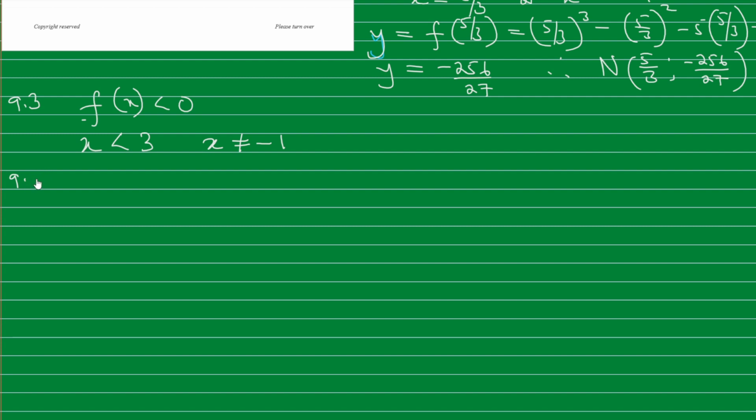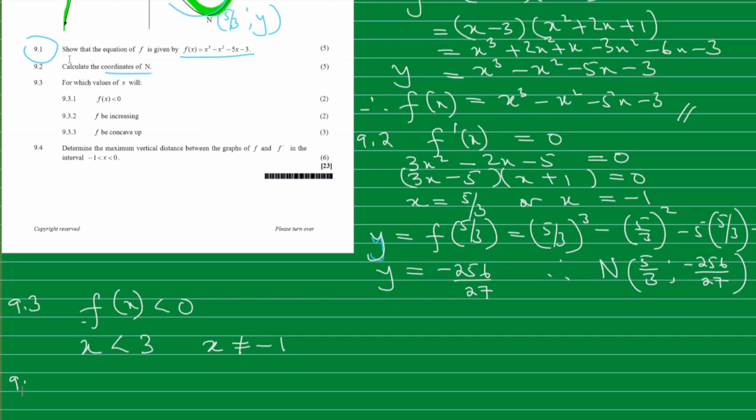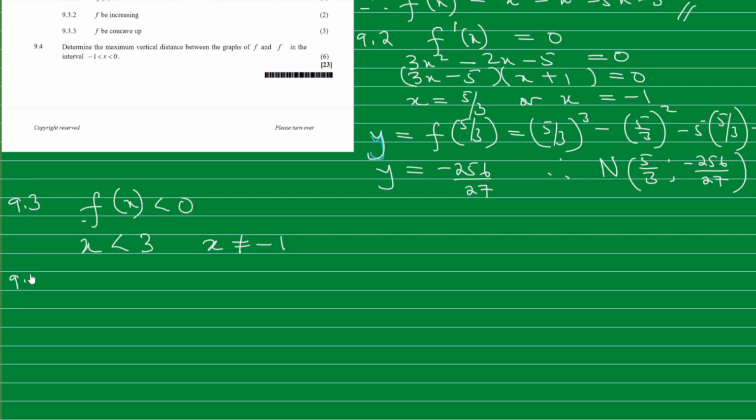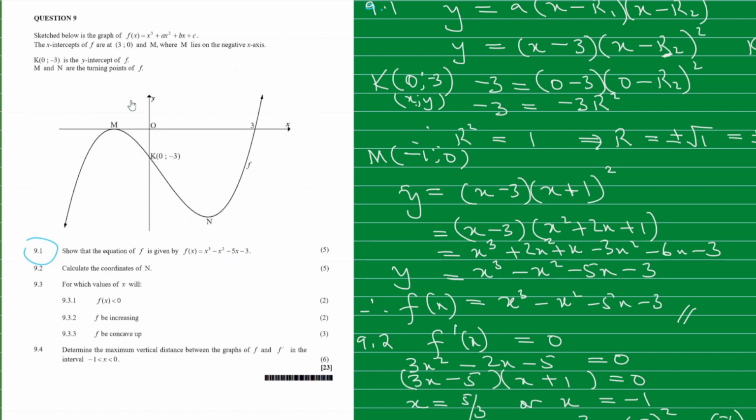And then the next question, 9.3.2: for which values of x will f be increasing? This is 9.3.1. A function is increasing where it has got a positive gradient. So if I can just remove this one, you'll find that our function here is positive all the way. Our gradient is positive, it's rising up.